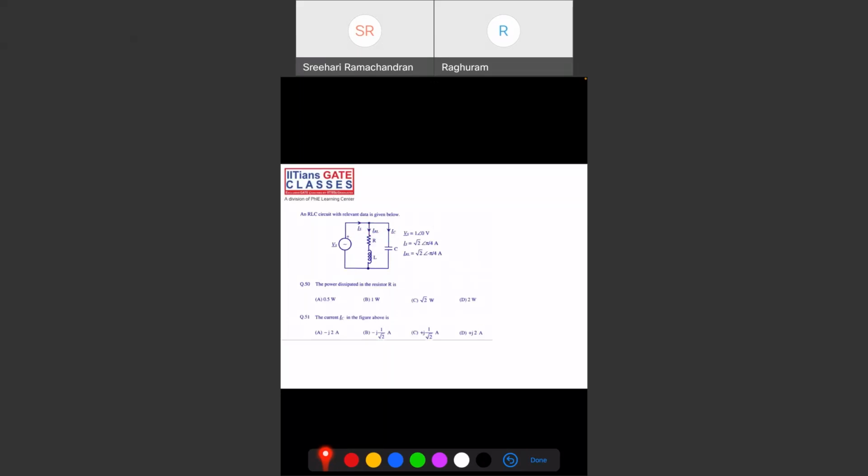Okay, rather this is not a 3 ammeter method. I'm sorry, this is a direct question. So, power dissipated in resistor R. You have Vs here, and IRL is given. This current is also given. Voltage is also given. So you have to find the resistance value R. How to find the value of resistance R here?